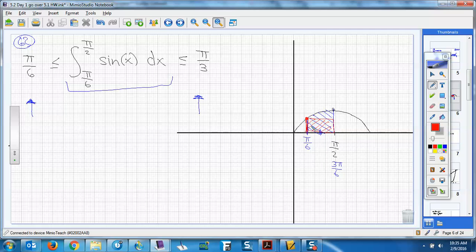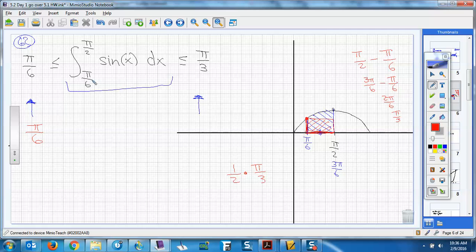So this red rectangle has a height of 1/2 and a base of, no, it would be pi/2 minus pi/6, right? Yes, it would be pi/3. That would be 3pi/6 minus 1pi/6, which would be 2pi/6, which is pi/3. So this width here is pi/3. So that's 1/2 times pi/3. So that red area is pi/6. We know the blue area has to be more than that.